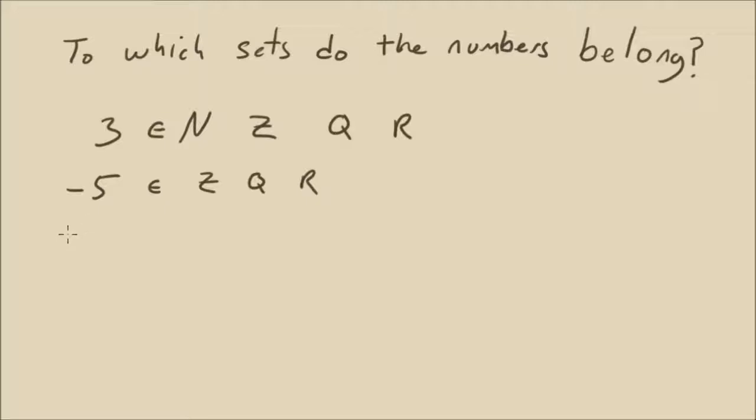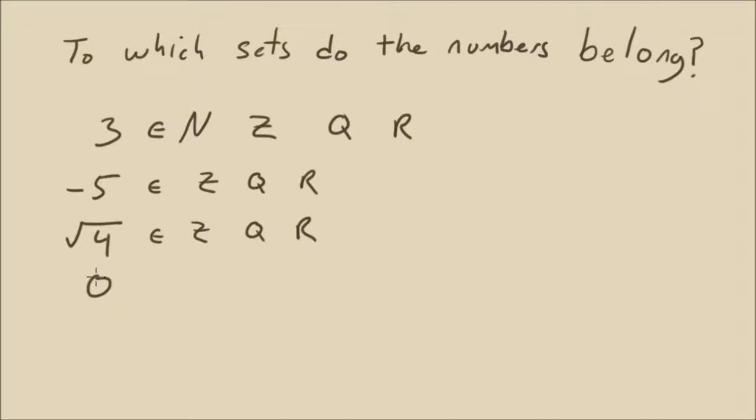Now, we'll get into some kind of quirky ones. The square root of 4. When you initially look at that, you're going to say, well, that's not a real number. But yeah, it is. The square root of 4 is actually 2. And because the square root of 4 is 2, 2 is an integer. Therefore, it belongs to integers, quotients, and real numbers. How about 0?